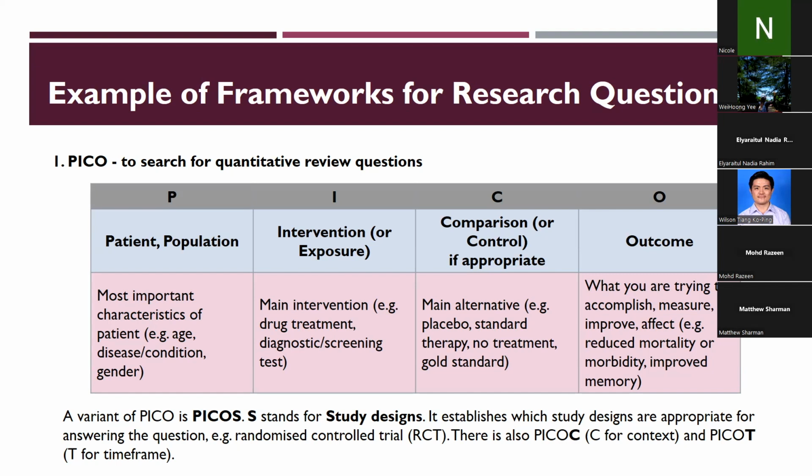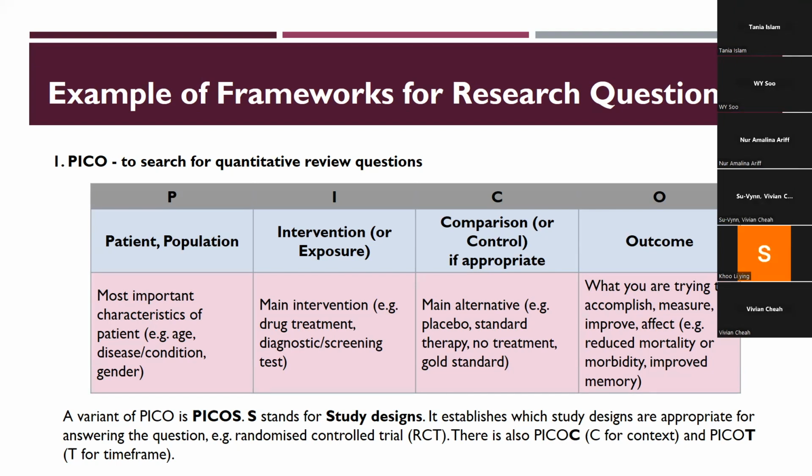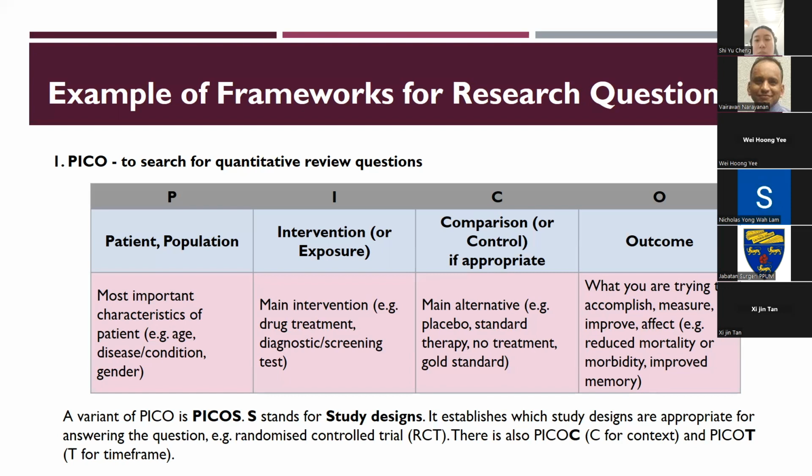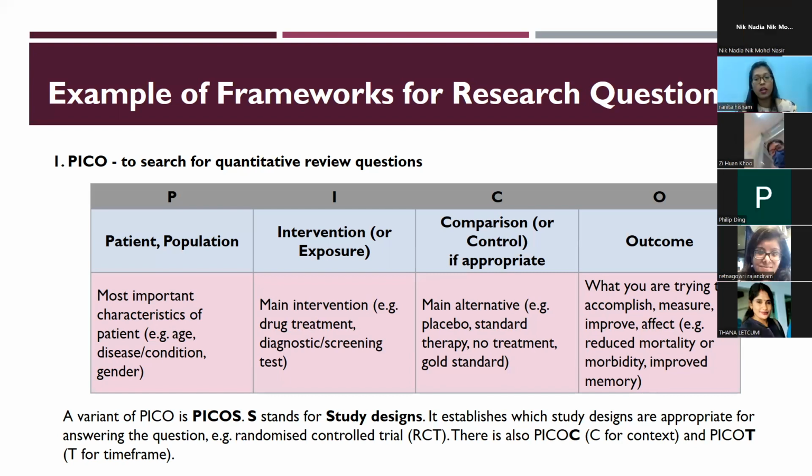And then comparison. If you have something to compare with the intervention, of course, you can put it there as well. So you might want to compare drug A and drug B and things like that. And then the outcome. What are you trying to accomplish? For example, if that study reduces mortality or morbidity or improves memory and things like that.